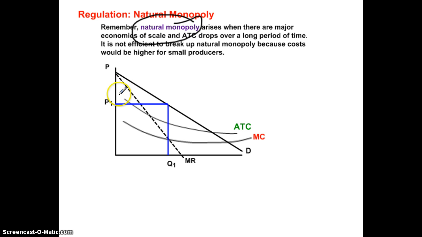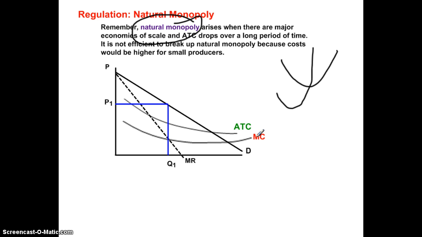And ATC, as you can see here, continues to drop over a long period of time. So rather than seeing an ATC curve that looks like this and a marginal cost curve that goes up quickly, what we see is ATC continues to drop for the entire duration of this graph, and MC has yet to cross it, because they just get more and more efficient the larger they get.